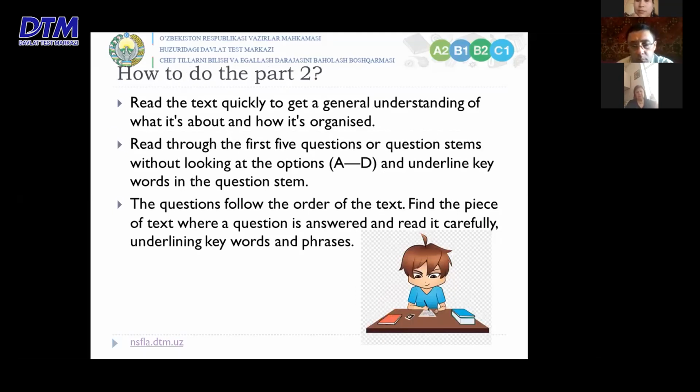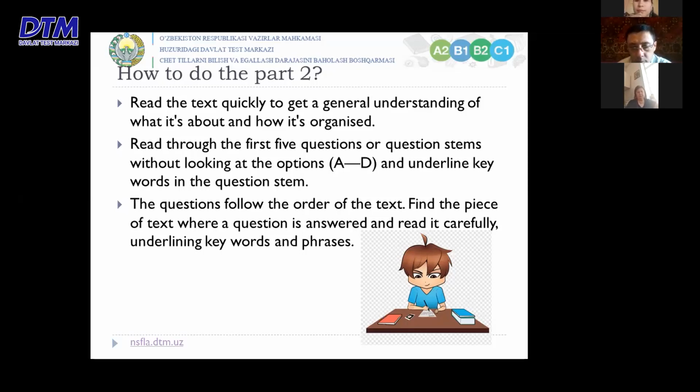How to deal with part 2? For the first 5 questions, you do the same thing as in part 1. You're going to read the text quickly and look through the first 5 questions, underline the keywords, and all questions follow the order of the text. There is no problem with the order of the questions. It's from the beginning till the end. It follows the order of the text.